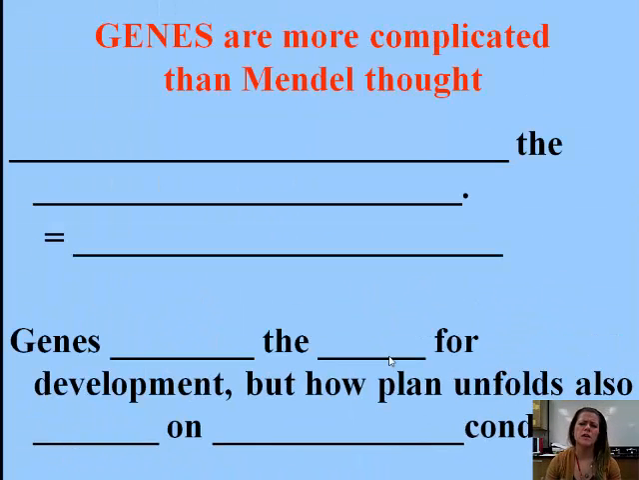Okay, so genes are more complicated than what Mendel thought. He went ahead and researched the pea plant. Pea plants are very simple, they're not very complex. And luckily, because he chose the pea plant, he was able to find the information that helped us understand genes. However, it's more complicated, like we said, than expected.